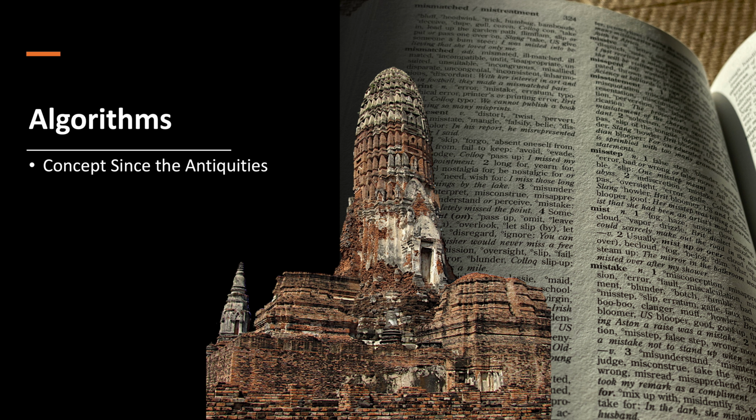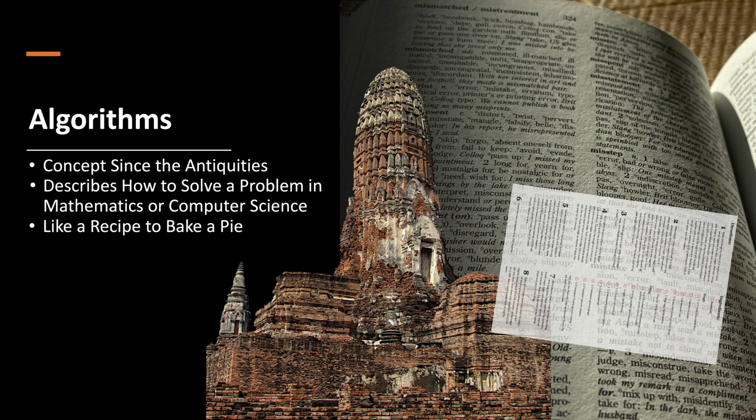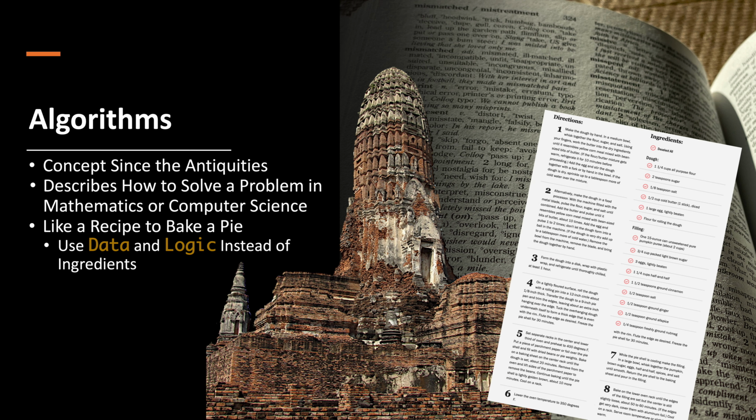The concept has been around since Babylonia was the center of all of the world, about 2500 BC. It basically describes how to solve a problem in math or computer science. Think of it like a recipe. A recipe tells you how to bake a cake, it gives you a list of ingredients, and in the same way, an algorithm uses data to make something with a computer, some kind of output.